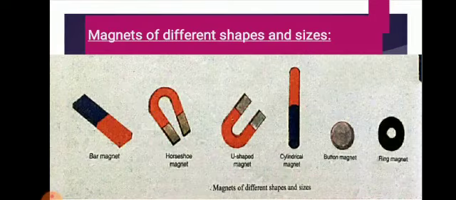What are the different shapes and sizes of magnets? One of the most common shapes is the bar magnet. See, the first one is a bar magnet. A bar magnet is a long rectangular magnetized bar of iron or steel. Some other types of magnets are horseshoe magnets, U-shaped magnets, cylindrical magnets, button magnets and ring magnets. They are named according to their structure.